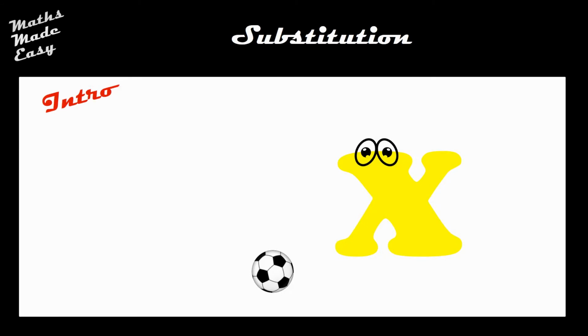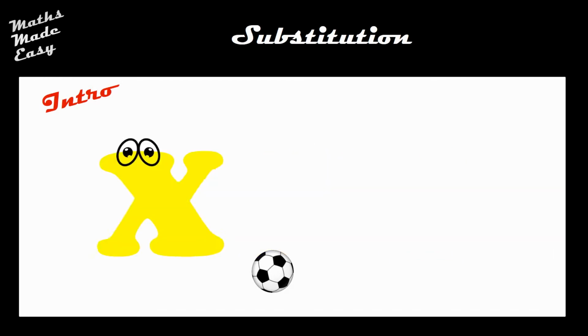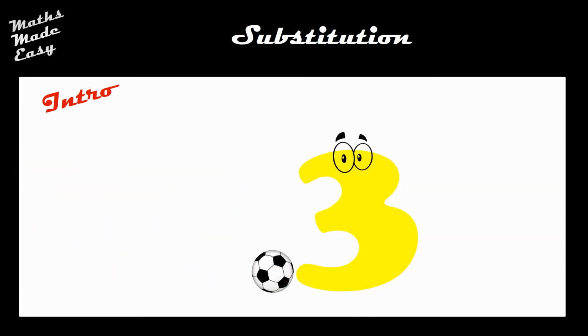Now, substitution in maths surprisingly works exactly the same way as it does in the real world. A common example of where you might see substitution used is in football. If a particular player isn't playing very well, what might happen is they get substituted with another one who's going to have more of an impact on the game.